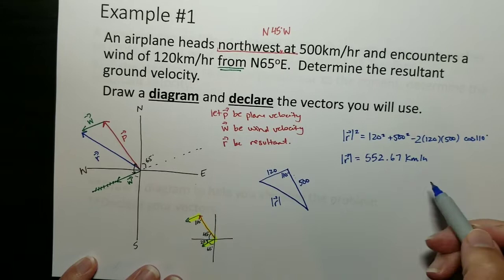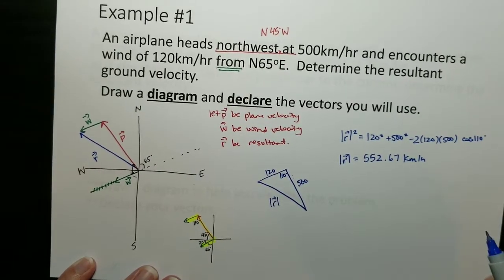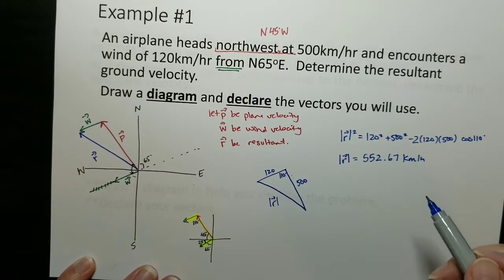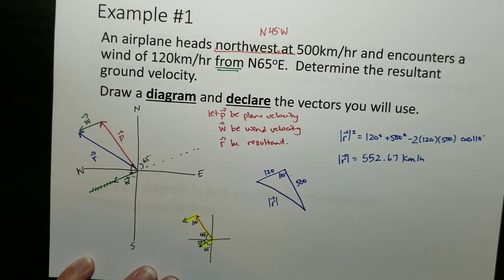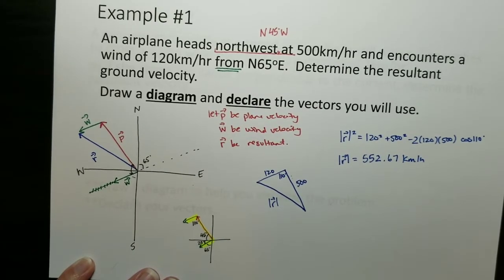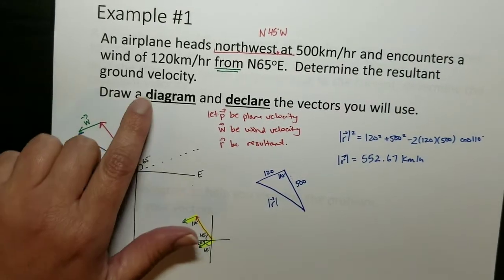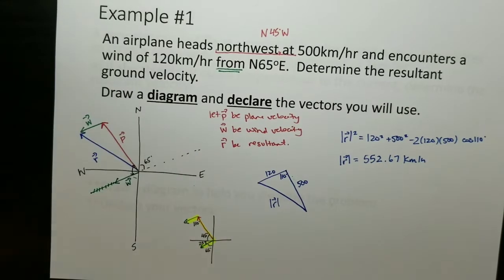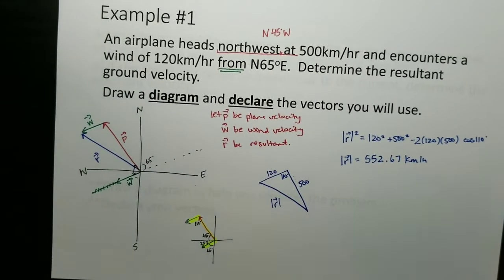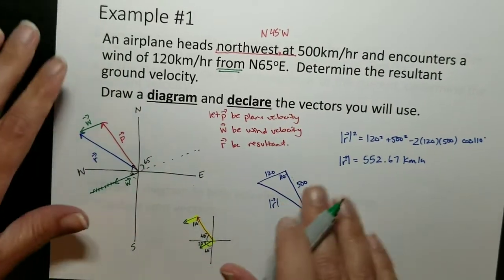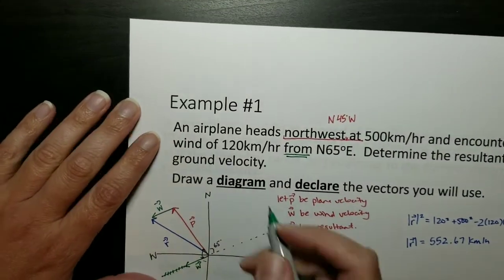Again, I am not done. Always, if you're asked to find a vector, ensure that you are doing the full amount of work that you need to do. I'm not just asked for the magnitude. I wasn't asked for the speed, the resultant speed of the plane. I'm asked for the resultant ground velocity. So if you're asked for a velocity, we need both the magnitude and direction.